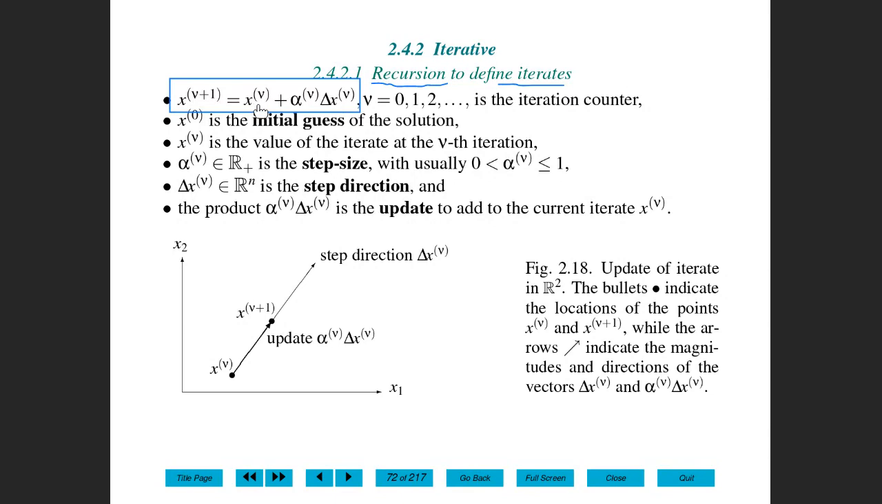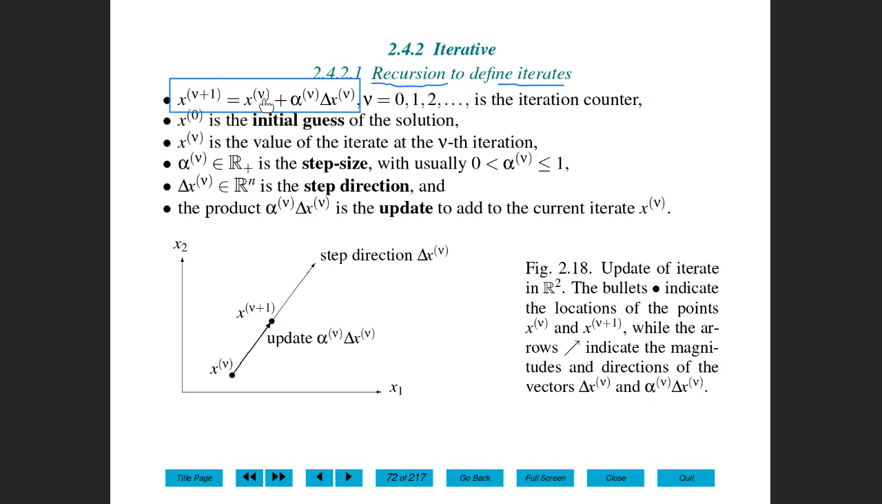That means from the old value we can get to the new value, and that is why it says v is equal to 0, 1, 2. This is just the iteration counter. The first time, when v is equal to 0, the value x should be given to us, otherwise we can't start. So the first value is given to us, and from the first value we can get to the next value, and then to the next value, and so on.